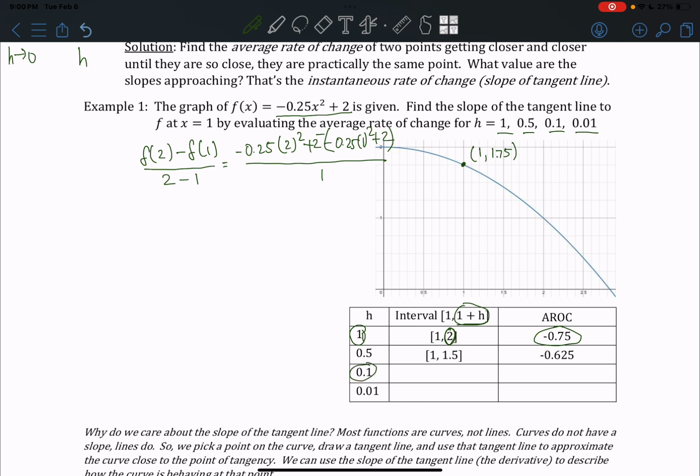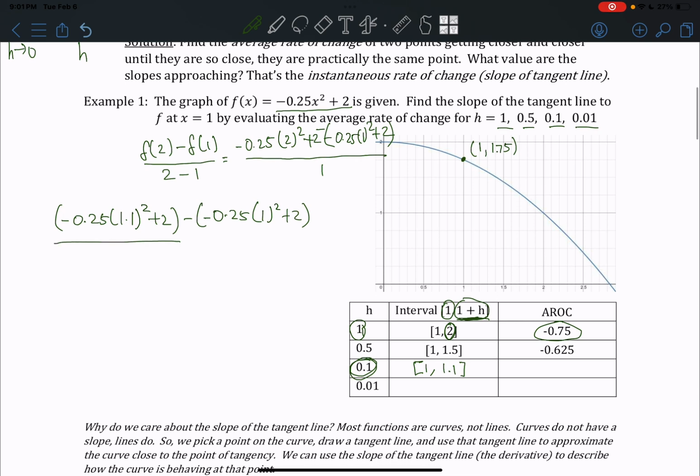So if h is 0.1, then the interval I'm working with is just 1 comma 1.1. The first number is always 1 plus 0.1. The formula is again given to you here. So it's 1 comma 1.1. So what we want to punch into the calculator is negative 0.25 times 1.1 squared plus 2, maybe put a couple parentheses so I don't miss this again, minus negative 0.25 times 1 squared plus 2, all over 1.1 minus 1.